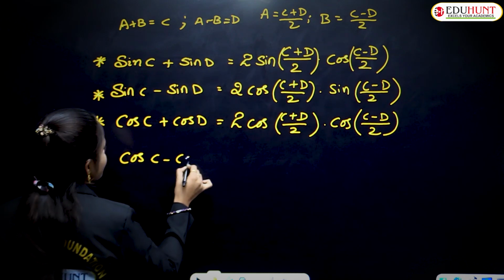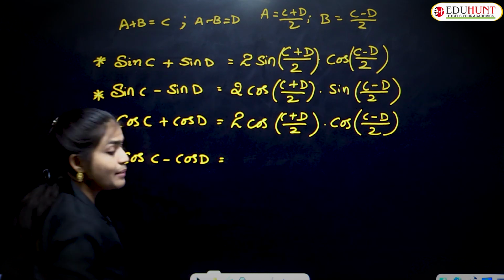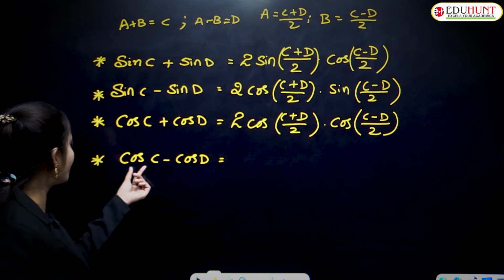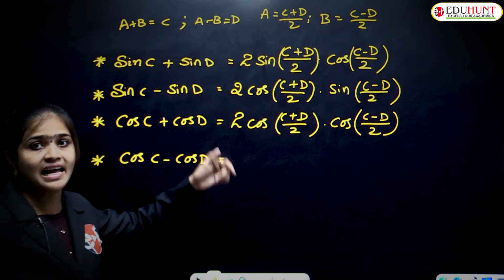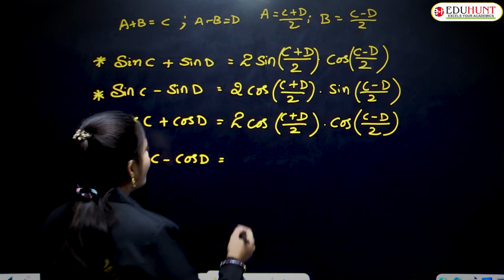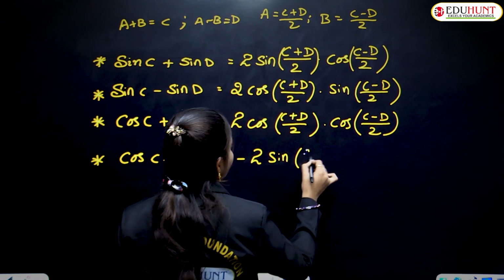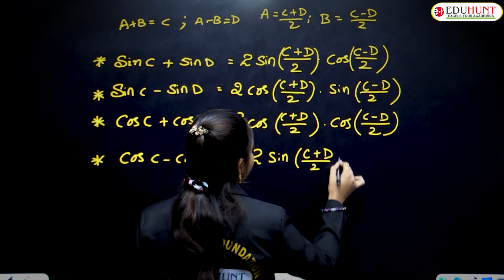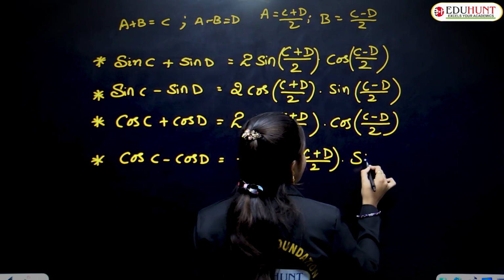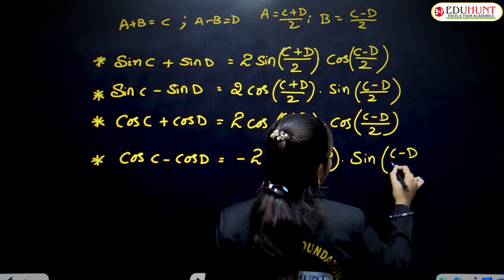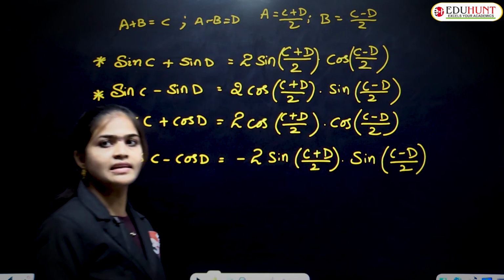And the next formula, see here what we have written. Cos C minus cos D, which means cos of (A plus B) minus cos of (A minus B). That is the last formula. So here minus 2 sine A, A meaning (C plus D) by 2, and here sine (C minus D) by 2.